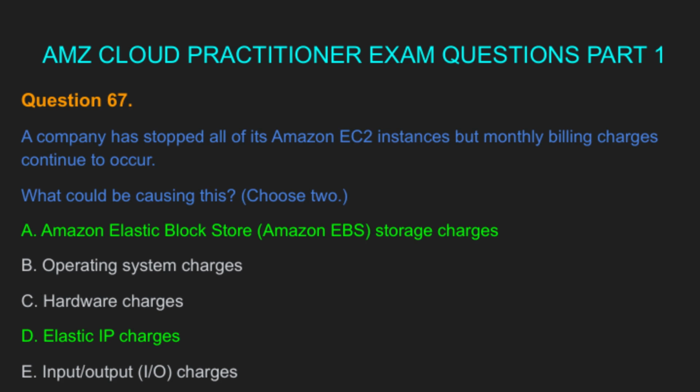Another resource that may still incur charges is Elastic IP addresses. Elastic IP addresses are charged on an hourly basis even if you don't actively use them, and if you allocate an Elastic IP address but don't associate it with a running instance or a network interface, you'll incur charges for it.